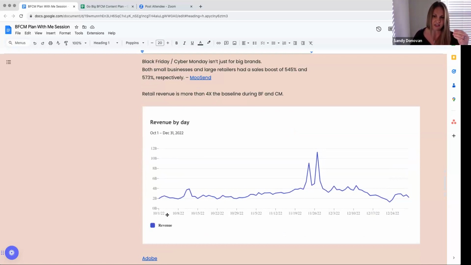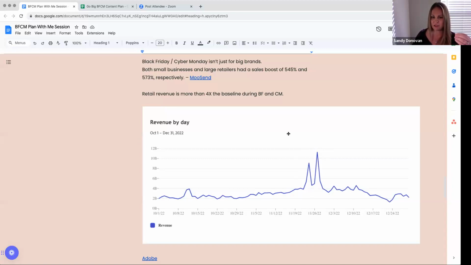Now, this is just a snapshot chart from Adobe that shows retail in general. We can see the spike on Black Friday and the spike on Cyber Monday of last year, 2022. We can see that the baseline sits between 2 and 4 billion leading up to it, but then it jumps all the way up to close to 12 billion on a single day. So we know that the opportunity is there.